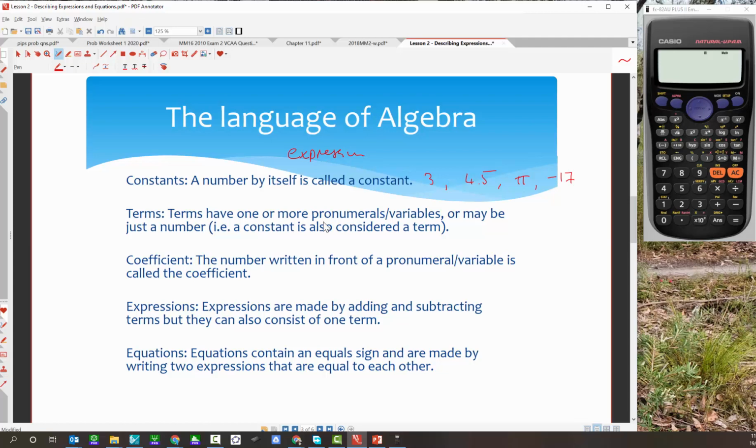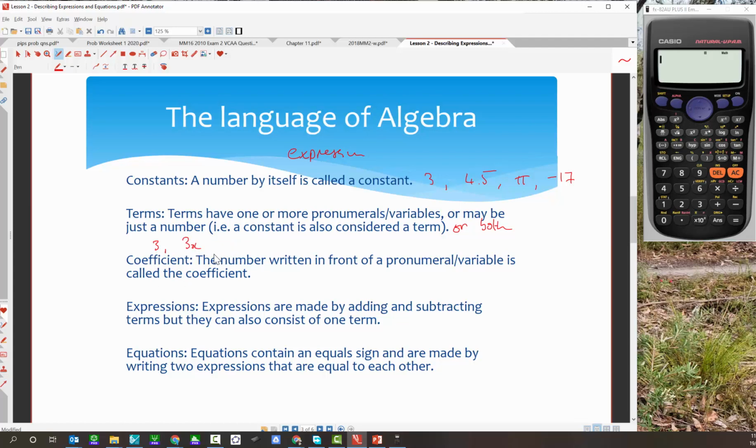Terms have one or more pronumerals or variables, or maybe just a number, or both. Here's some examples of terms. A constant is also a term.